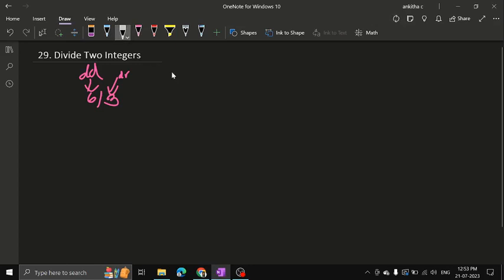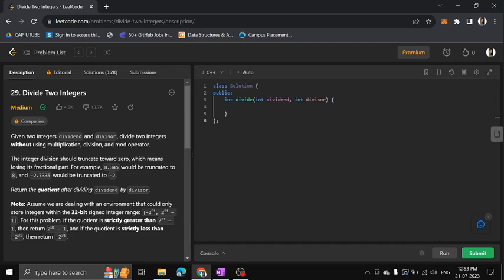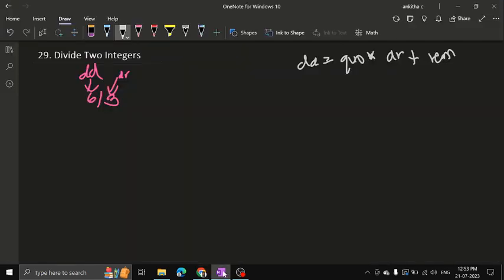In division, we know usually dividend will be equal to quotient into divisor plus the remainder. So remainder we get by using the mod operator. This is the multiplication operator. So this is how we usually do the division. But without using any of these operators, division, multiplication and mod operator, we have to perform the division here.